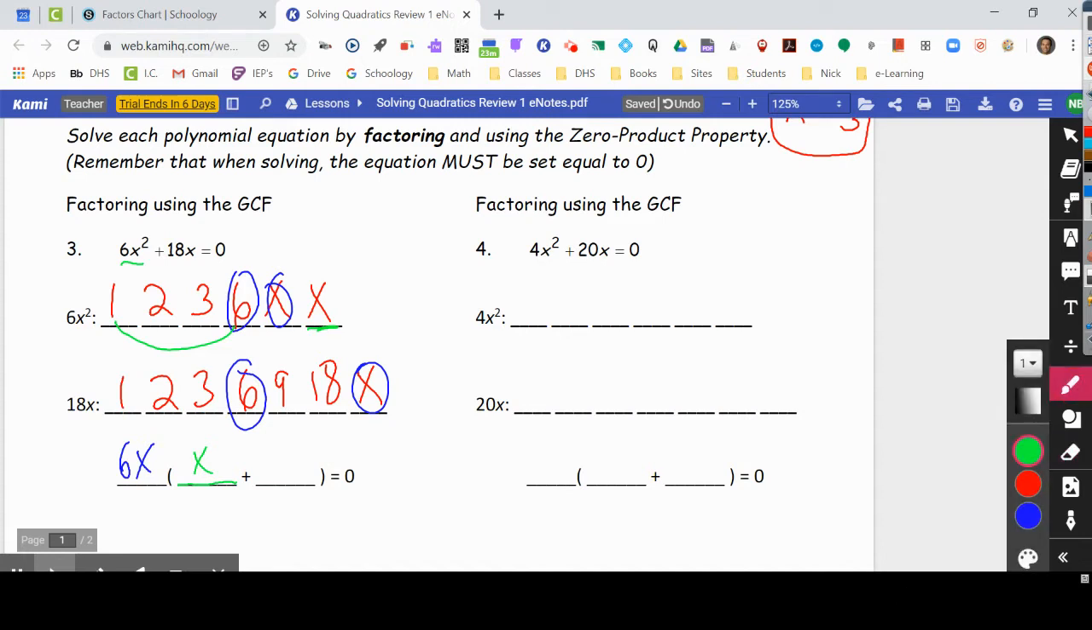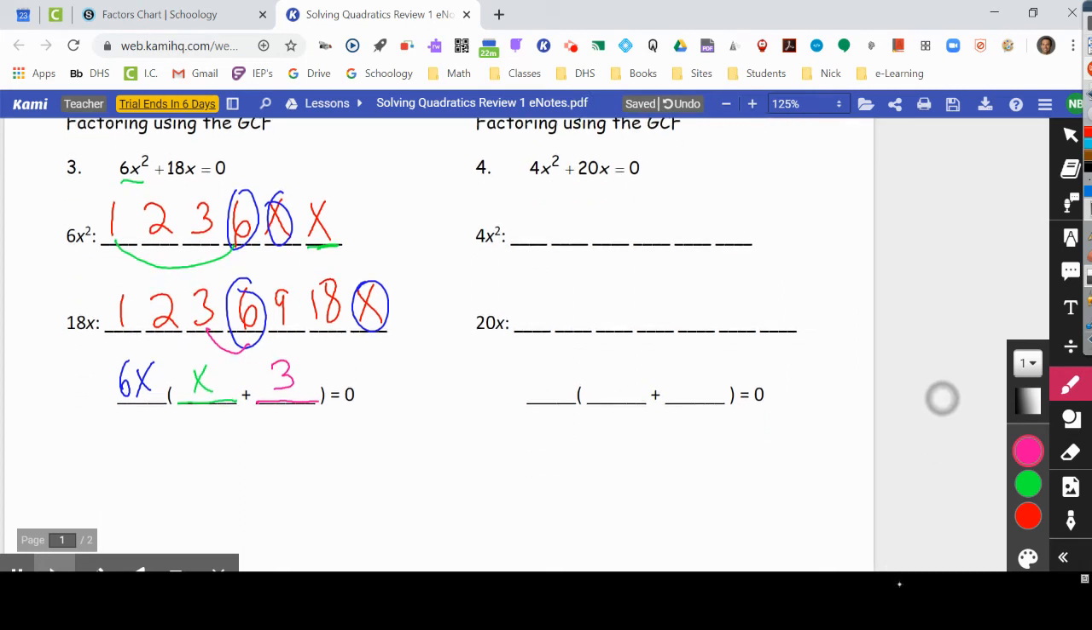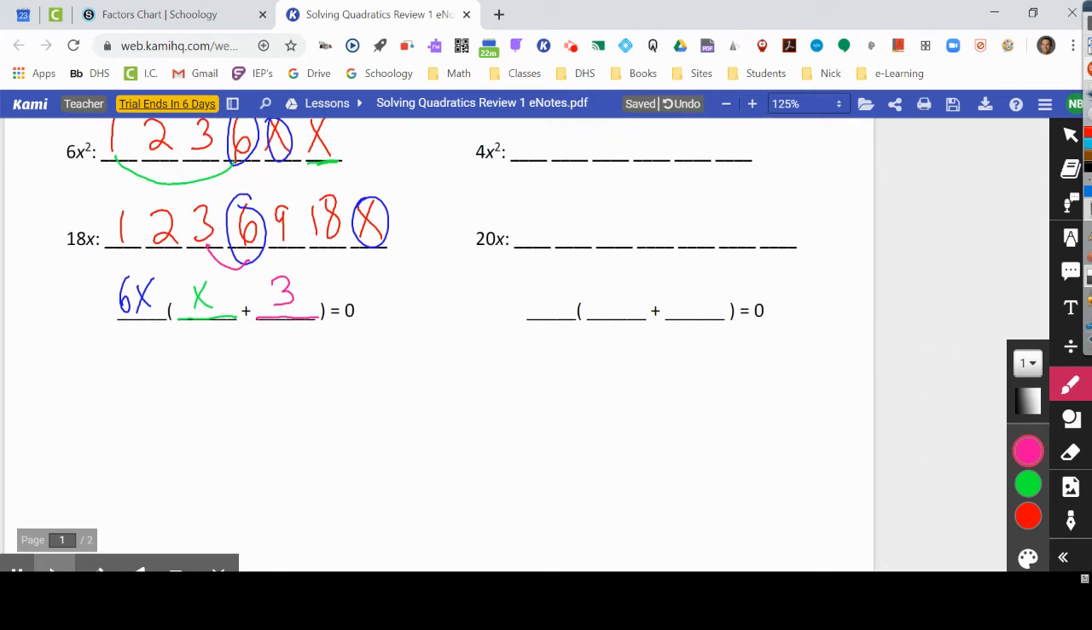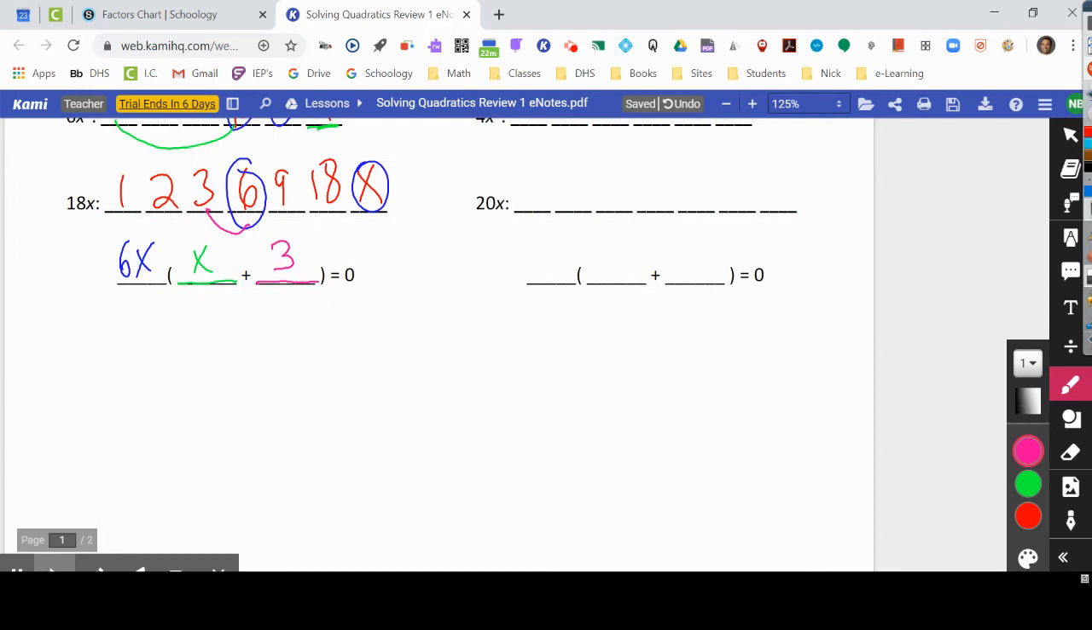Now we have to ask ourselves, how do we get back to 18x if I take out this 6x? So 6 times what will give me back 18? Well, that's 6 times 3. So I have to put my 3 back in here, and I used up this x, so it's just going to be 3. So I factored it. Now I'm still not done because I need to solve this problem.